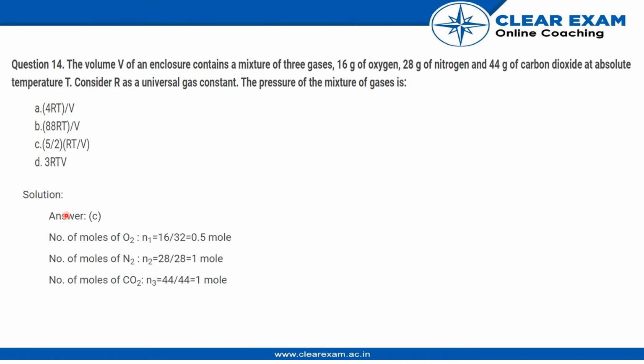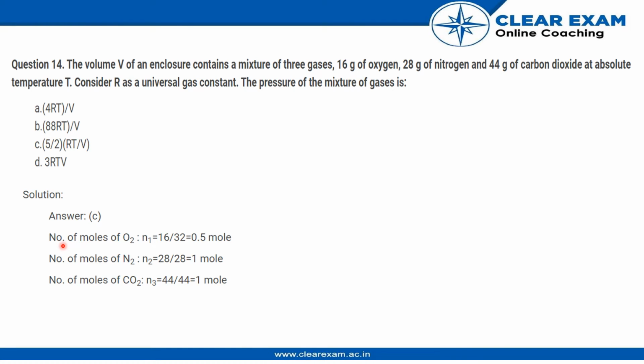So the weights are given to us in the question, so we can find the total number of moles that are present for each gas. Then we add that up, then we use PV equal to nRT, where n is the total number of moles, and therefore we get the pressure of the mixture.